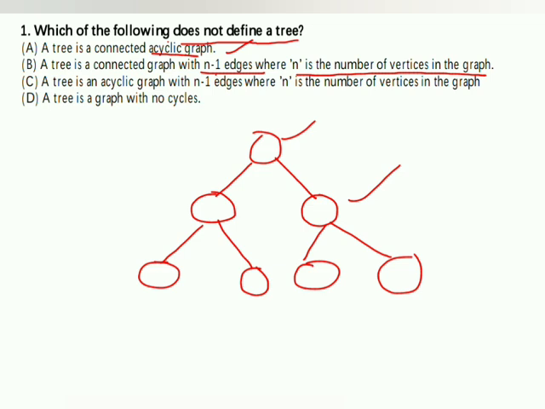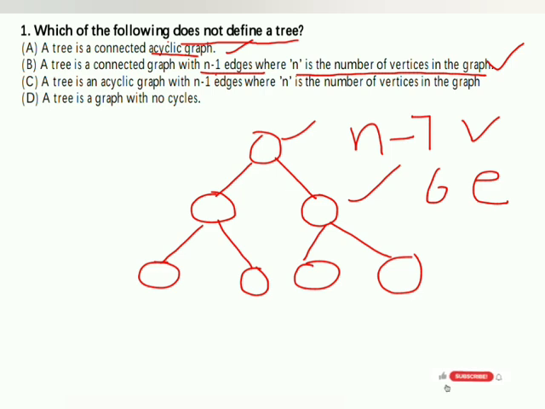Suppose there are n vertices, then there are n-1 edges. Suppose in the given tree, you consider there are 7 vertices. So 7 vertices are there, and how many edges are there? 6 edges. So 7 vertices and 6 edges are there. Here n is the number of vertices and n-1 is the number of edges. That means the edges are 7 vertices minus 1. So this property is also satisfied. So B is also a correct one.